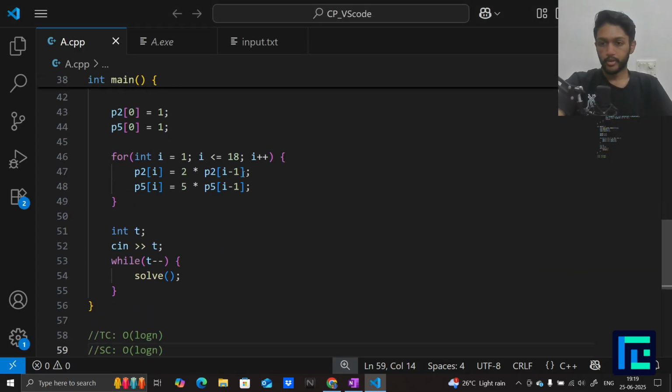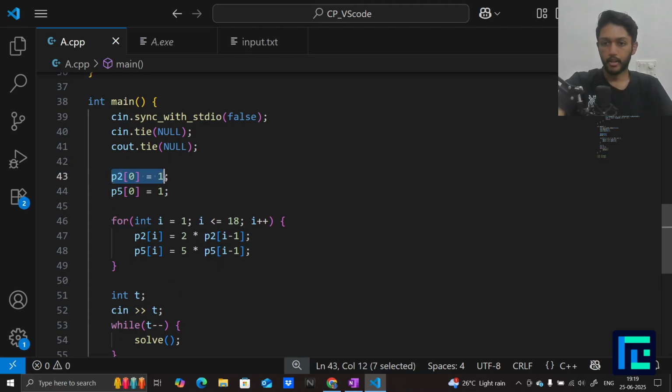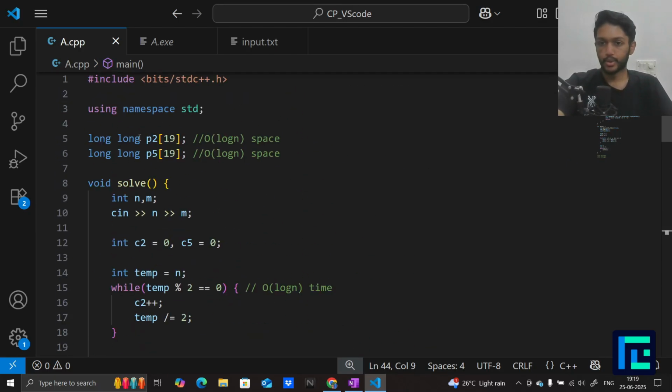Okay, so here is the code. In your main function, you have p2 equal to 1, p5. What I have done here is I have stored the powers of 2. I have these two arrays which store the powers of 2 and the powers of 5, like p2 of I is basically 2 to the power I.